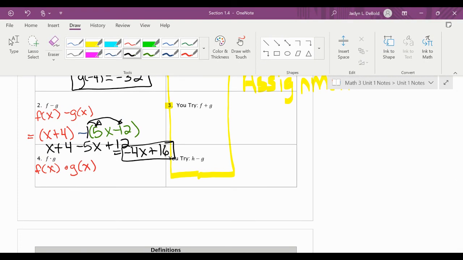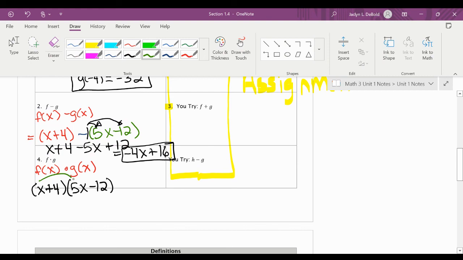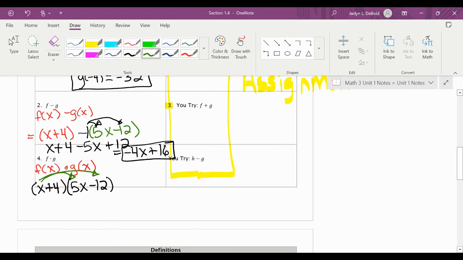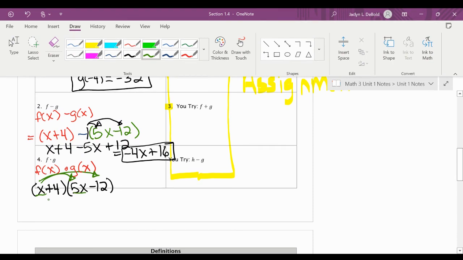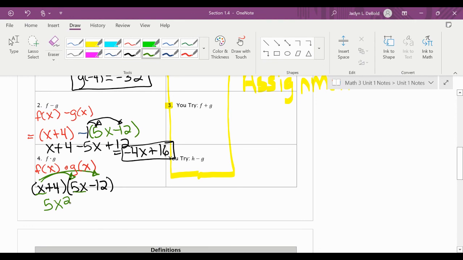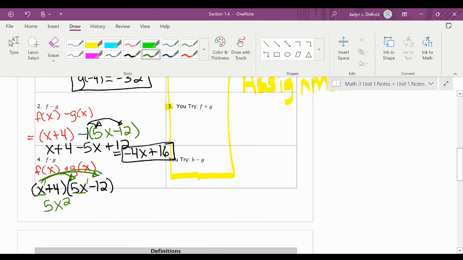Like we already saw, f of x is x plus 4, g of x is 5x minus 12. And then now we're just going to go ahead and distribute. So I'm going to distribute my x. You may have learned this before, even being called FOIL, but it's really just doing the distributive property. So x times 5x is 5x squared. So remember, you're adding those exponents when you're multiplying. x times negative 12 is negative 12x.